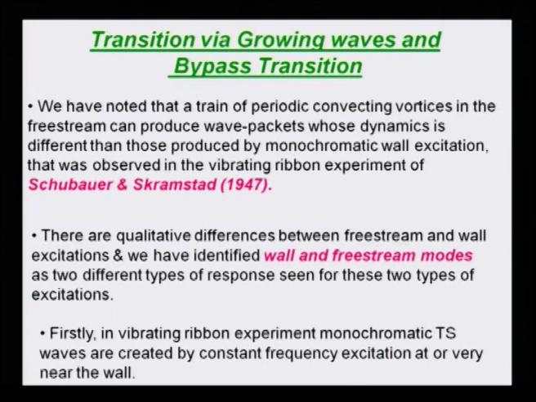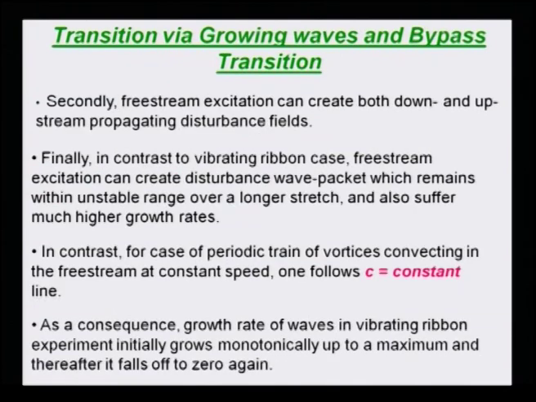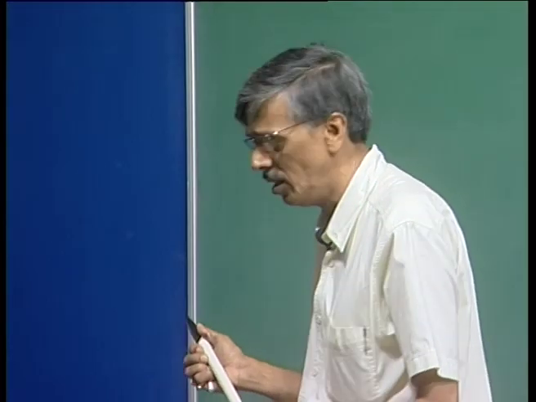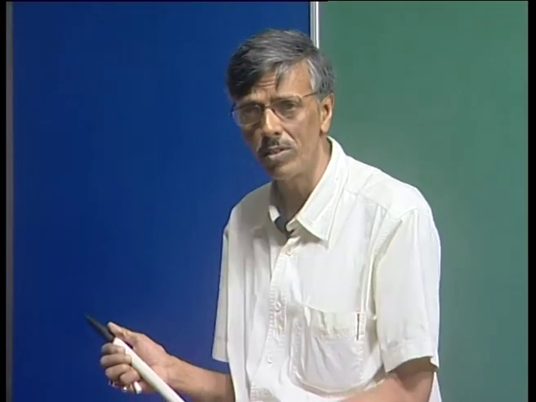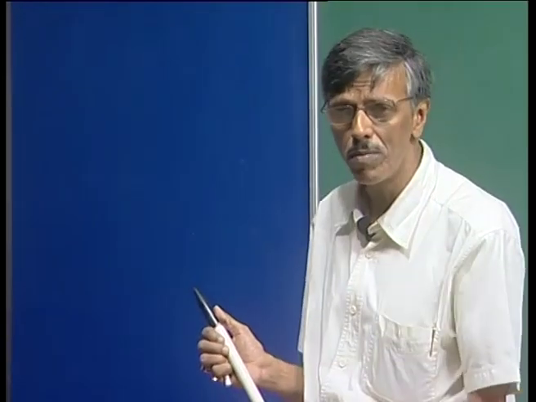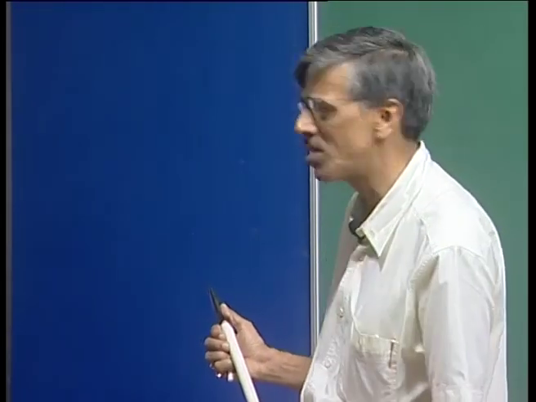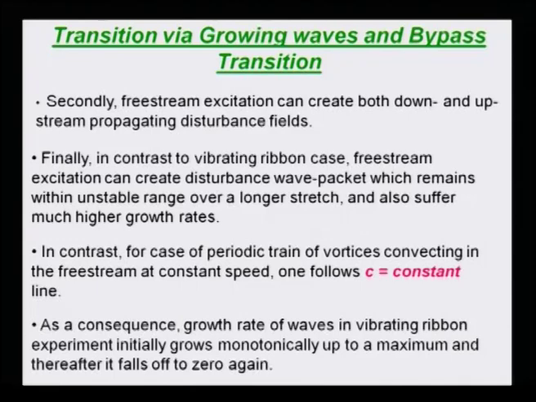We recall that. And we see that there are two types of excitation. In the vibrating ribbon experiment, monochromatic Tollmien-Schlichting waves are created, which travel with a constant frequency and tend to stay very near the wall itself inside the shear layer. Secondly, the free stream excitation can create both downstream as well as upstream propagating disturbances. The downstream propagating ones are the wall modes, the upstream propagating ones are the free stream modes, right? That's what we say.